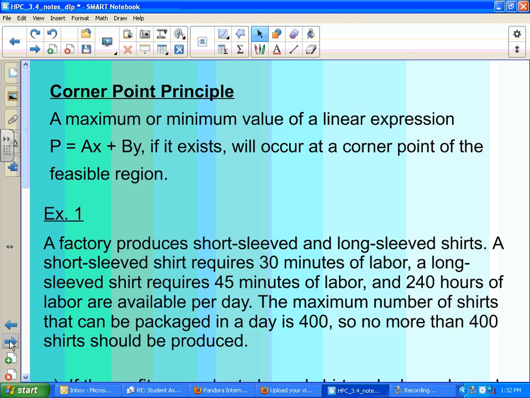Okay, so corner point principle is using those vertices to define our polygon. Those x and y values we would plug into this expression that we generated to come up with our max or minimum. That's all the corner point principle is.